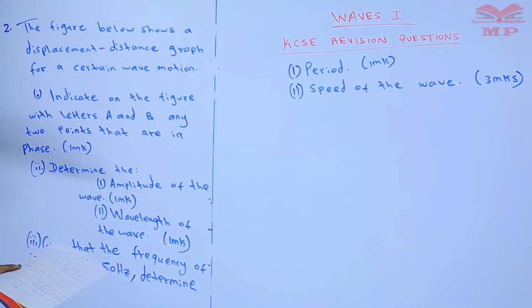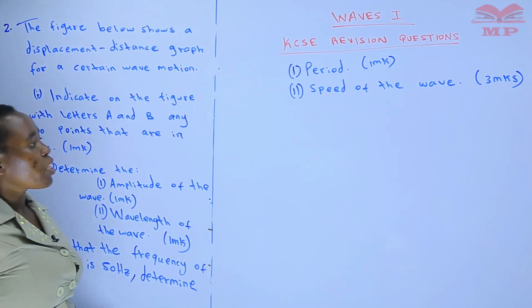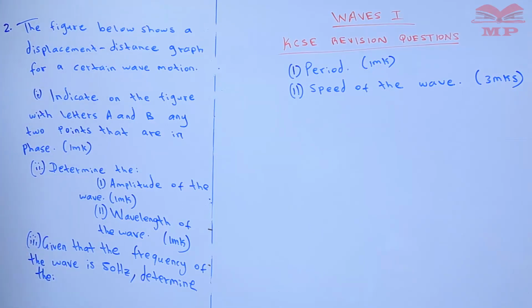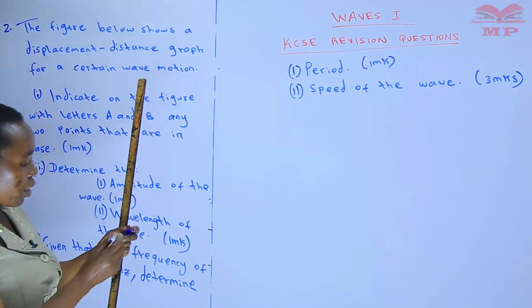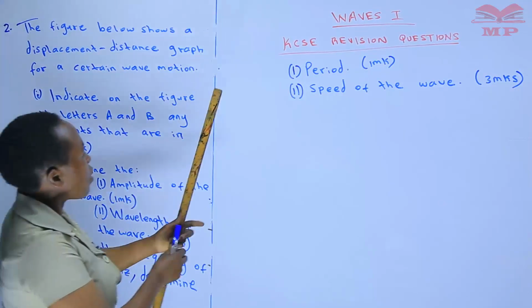We have been told the figure below shows a displacement distance graph for a certain wave motion. So indicate on the figure with letters A and B any 2 points that are in phase. We learned about phase and phase difference. Then Roman 2, determine the amplitude of the wave and the wavelength of the wave. And Roman 3, you are given that the frequency of the wave is 50 hertz. Determine the period, and number 2, the speed of the wave.